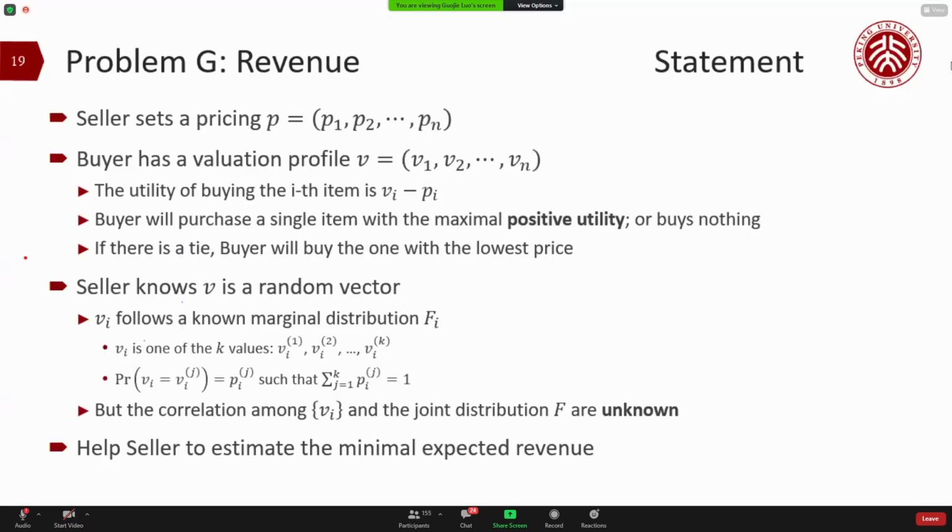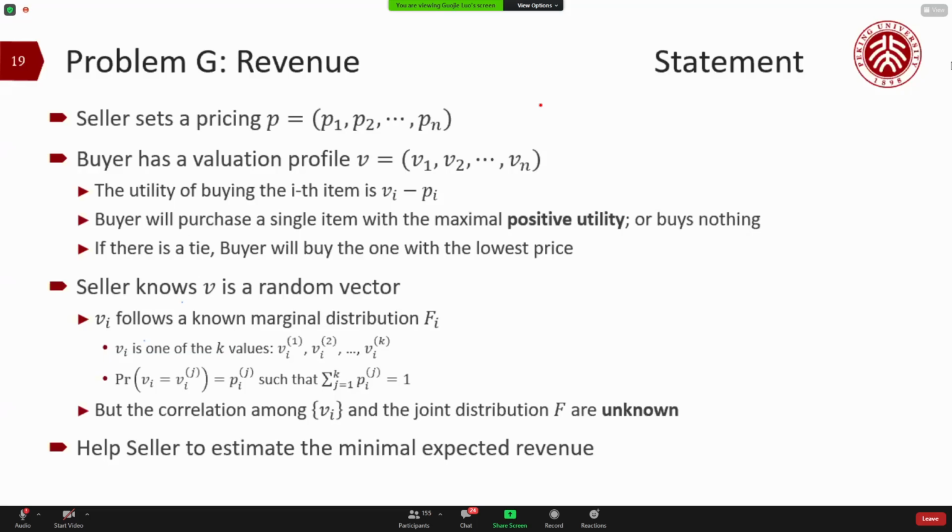Let's see the problem again. The seller sets a price in P, where P is a given constant. And then the buyer has a valuation profile, so it's a vector. The pricing is just setting some price for n items.